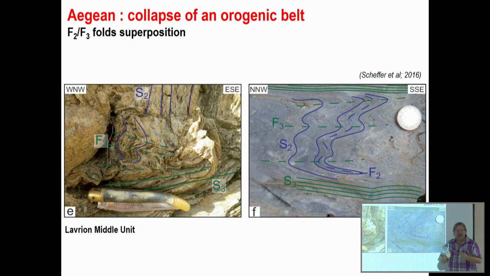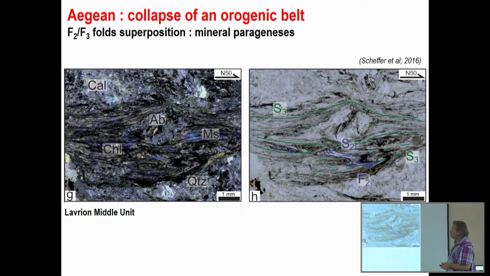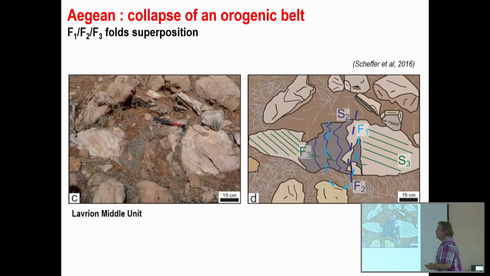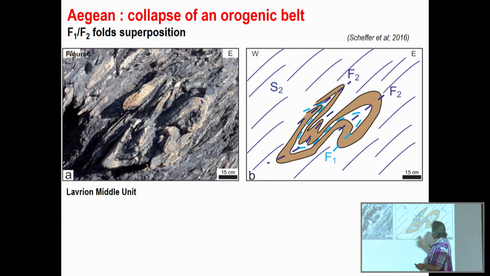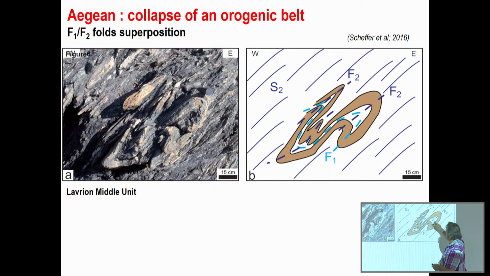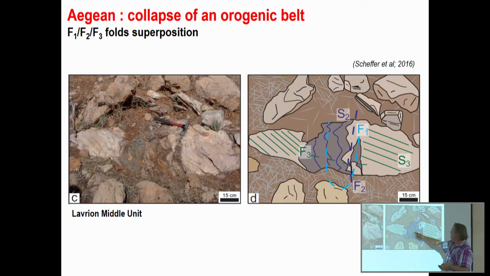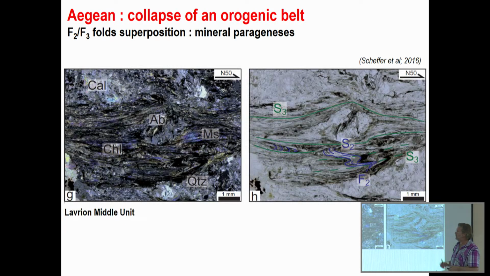And you have to catch these in the field. That's part of the structural analysis. And then what did we do? Well, we sampled the F1 fold hinges, the F2 fold hinges, trying to see if we could detect obliquity between S1 and S2. That's the key. And then between S2 and S3. Can we find that in the thin section? Yes, we can.